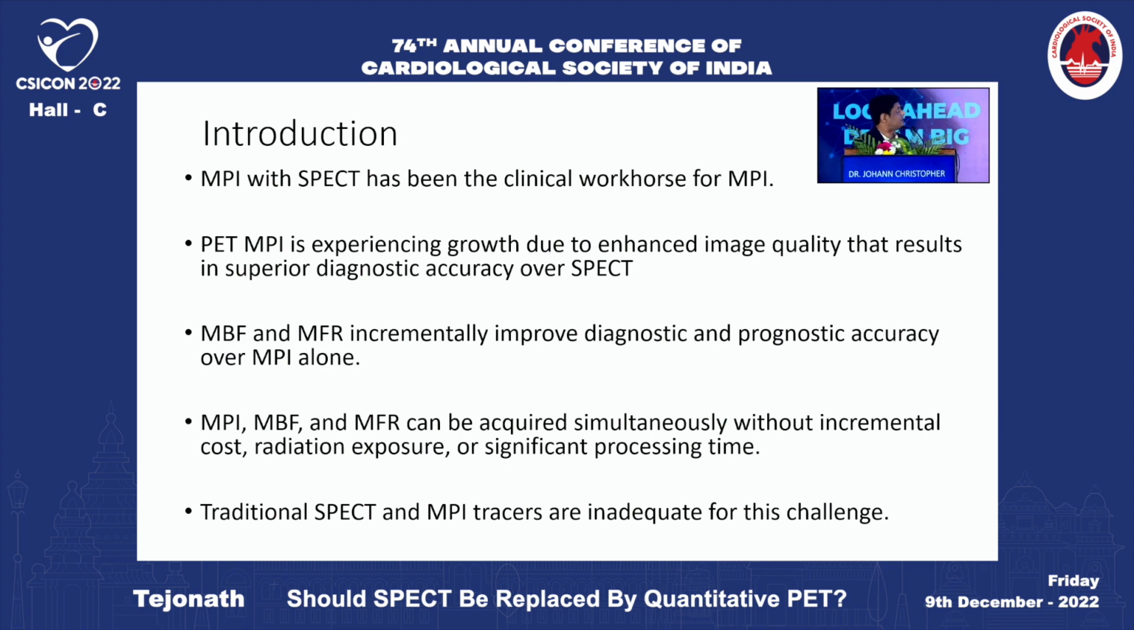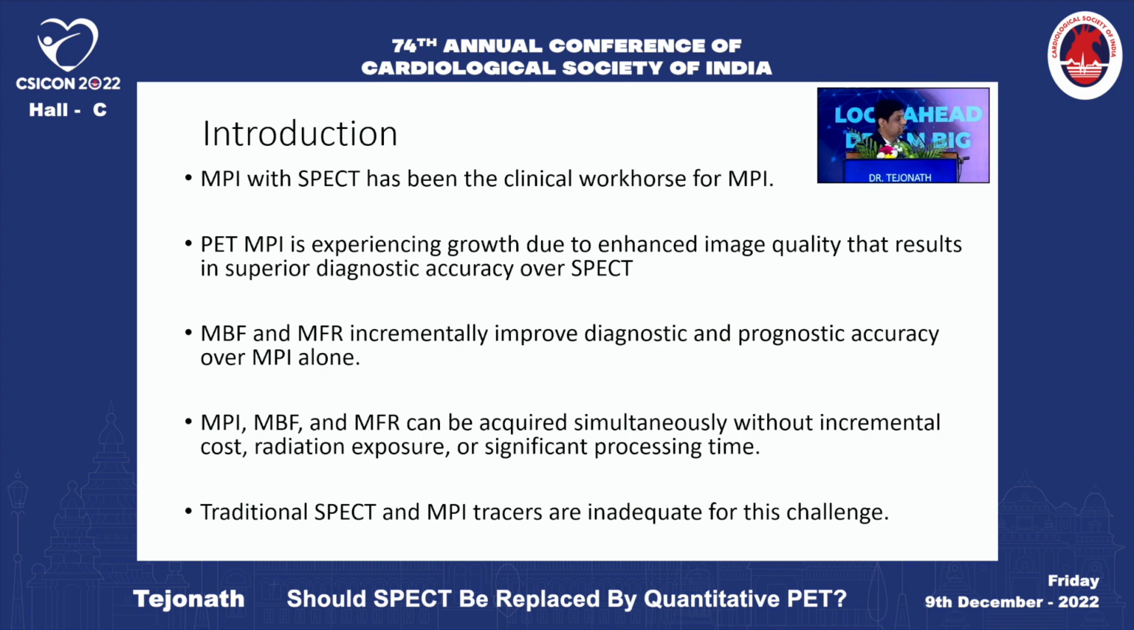So basically, to start with, SPECT MPI was the workhorse for the nuclear medicine department, and with growing PET scanners available because of the growing oncology centers and increasing availability of newer tracers, we are able to talk about PET MPI. It has the advantage of quantification like myocardial blood flow and myocardial flow reserve, and simultaneously we can get the data of MPI, MBF, MFR in one single study without any incremental radiation exposure or cost.